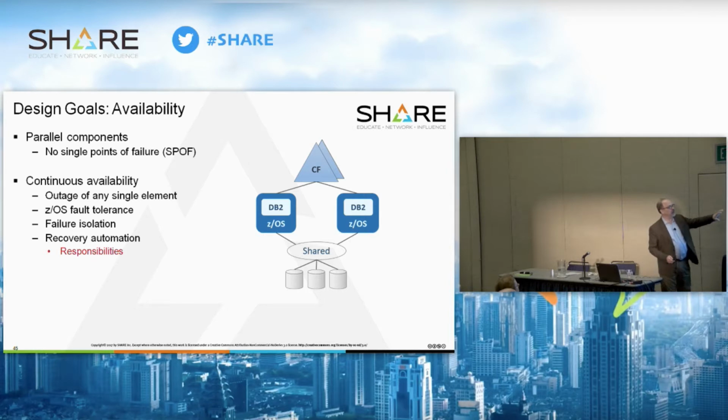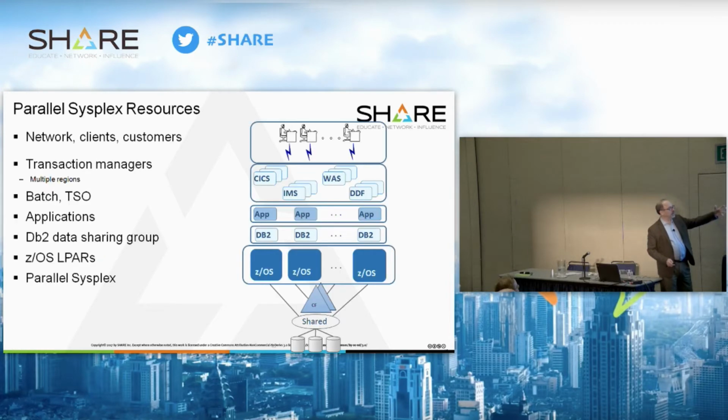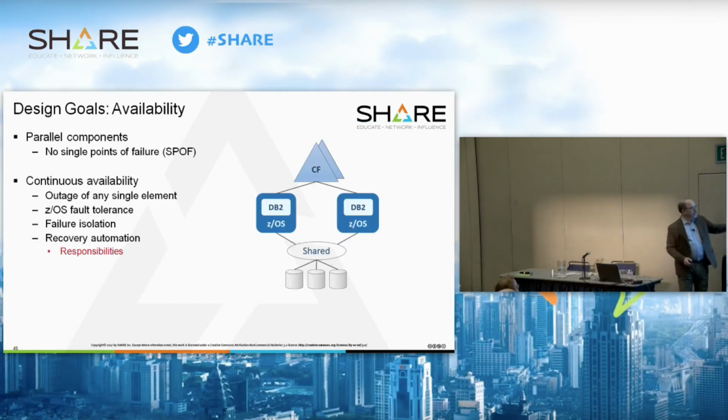So again, the design goal is to have 2 of everything. And these days you can even have 2 disks, right? Because you can have HyperSwap. So if we have 2 of everything, then I can lose any one thing and I can still keep my environment going. One of the things here is, to make this really work, you need to automate recovery.